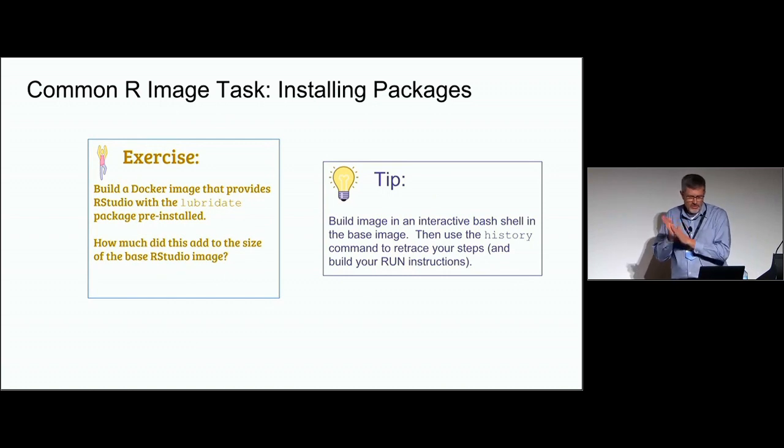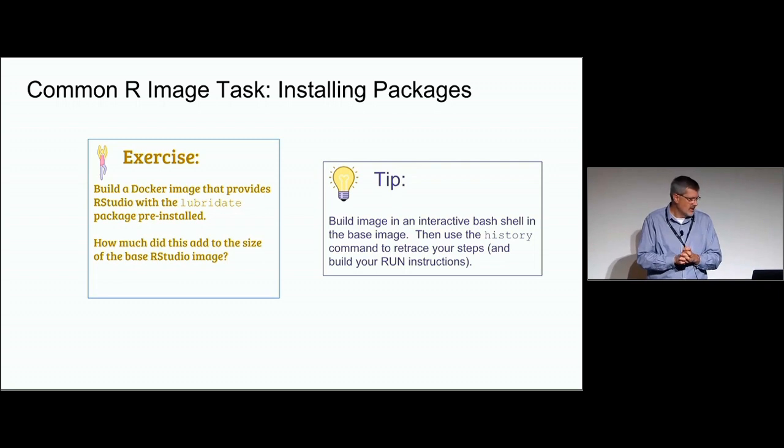Okay, so a quick little exercise just to give you practice with Dockerfiles. This is maybe the most common task you have for building R images. There isn't one in Rocker that has the lubridate package installed. I don't think the tidyverse one does. So create a little Dockerfile that modifies the stock RStudio image to have lubridate be available.